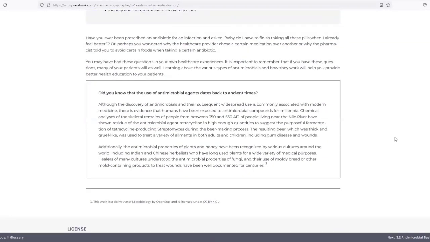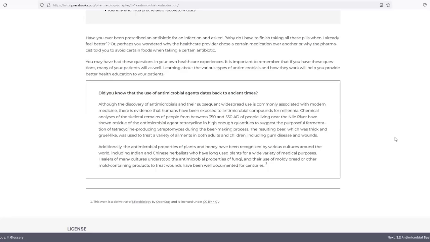Did you know that the use of antimicrobial agents dates back to ancient times? Although the discovery of antimicrobials and their subsequent widespread use is commonly associated with modern medicine, there is evidence that humans have been exposed to antimicrobial compounds for millennia. Chemical analyses of the skeletal remains of people from between 350 and 550 AD living near the Nile River have shown residue of the antimicrobial agent tetracycline in high enough quantities to suggest the purposeful fermentation of tetracycline-producing Streptomyces during the beer making process.